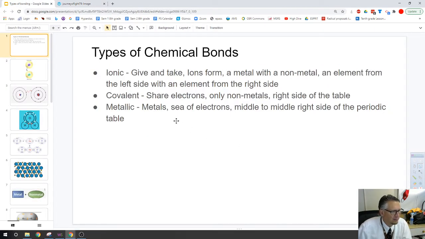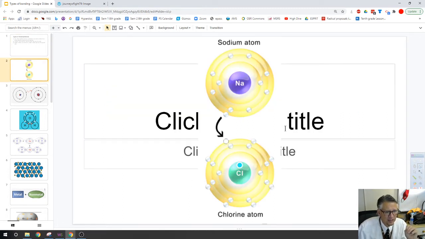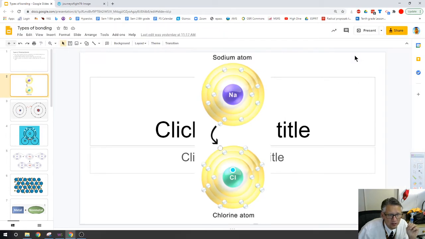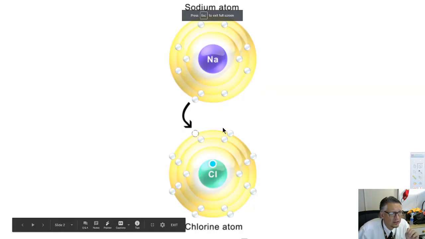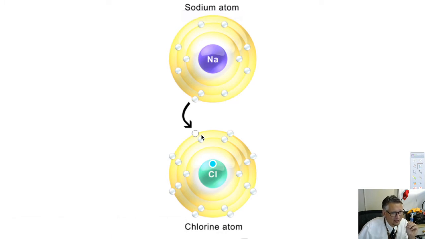Okay, so I'm going to go through and show you a slide, talk about what's going on, and then talk about what type of bond it is. I think I'm going to try presenting at this point. This shows that sodium is giving up an electron. If it's giving up an electron, that is going to be ionic. It's going to be give and take. Sodium is going to end up with a positive charge. Chlorine is going to end up with a negative charge.